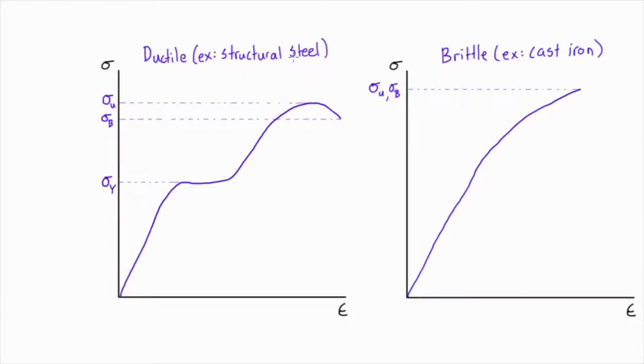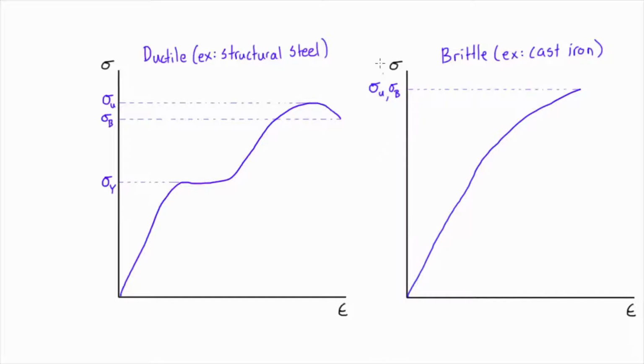About stress-strain diagrams, because these are fundamental to the study of mechanics of materials, but they're often misinterpreted by students when they're first introduced. So what we're looking at here is two typical profiles for stress-strain diagrams. On the left one here, we have just a typical profile of a ductile material. For example, that could be structural steel. And on the right here, we have a typical profile for a brittle material, which, for example, could be cast iron.